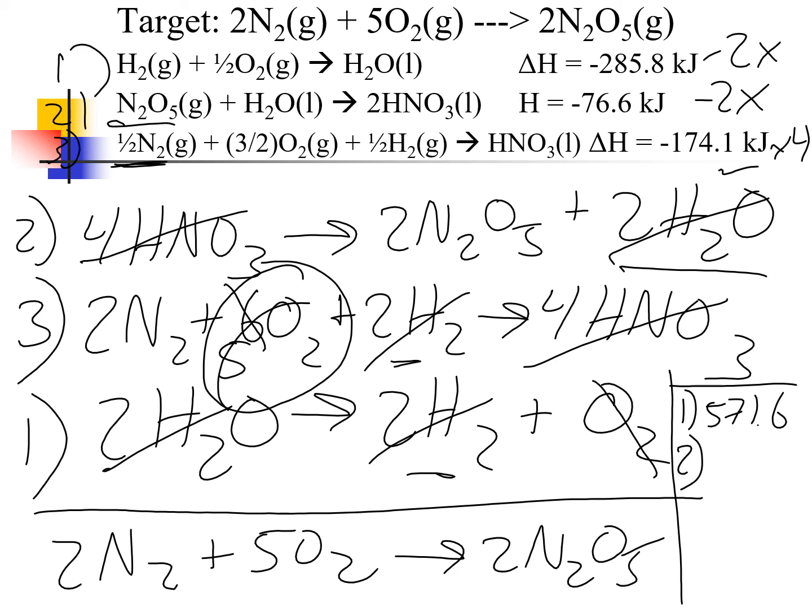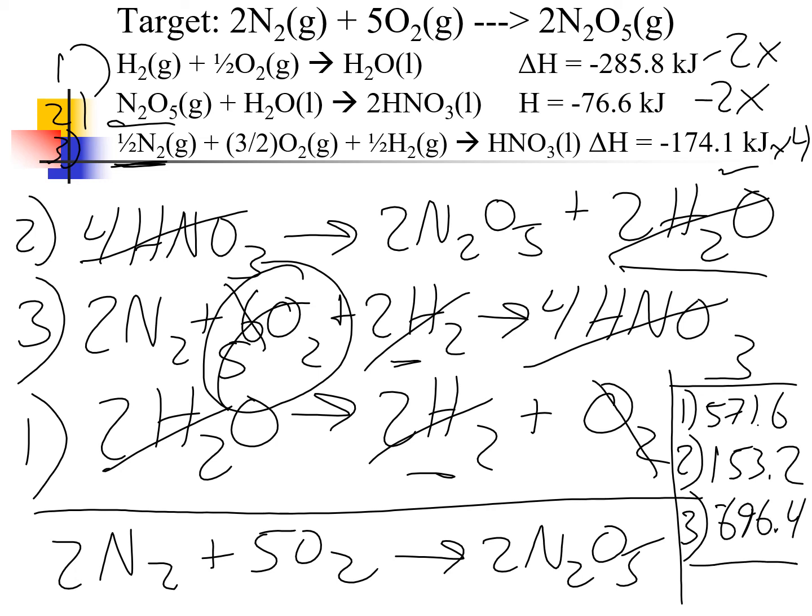The second one, 76.6 times 2, 153.2. Again, doubled and reversed. And the third one times 4. So negative 174.1 times 4. So negative 696.4. So now we add all these up.